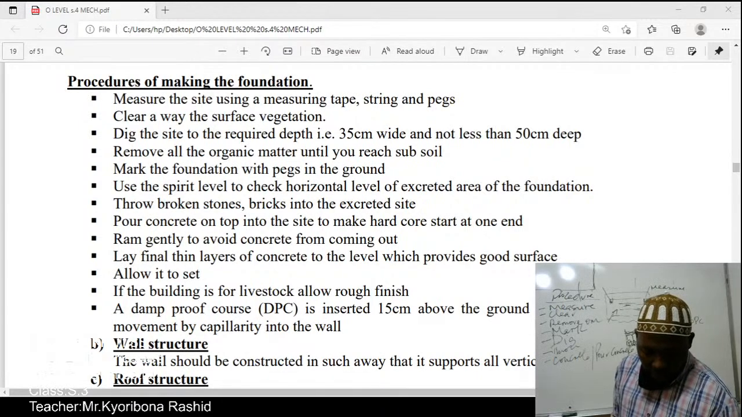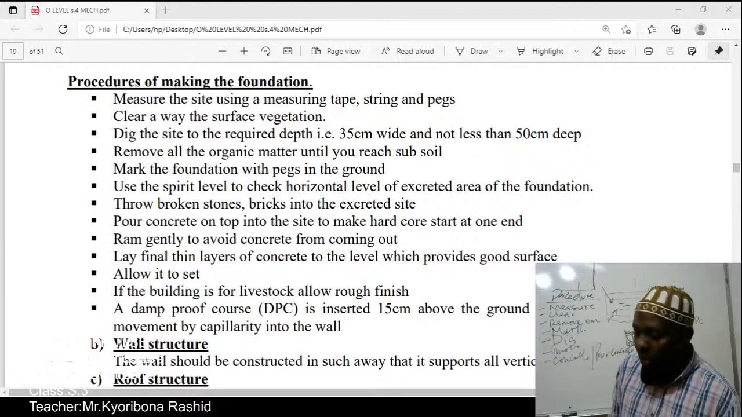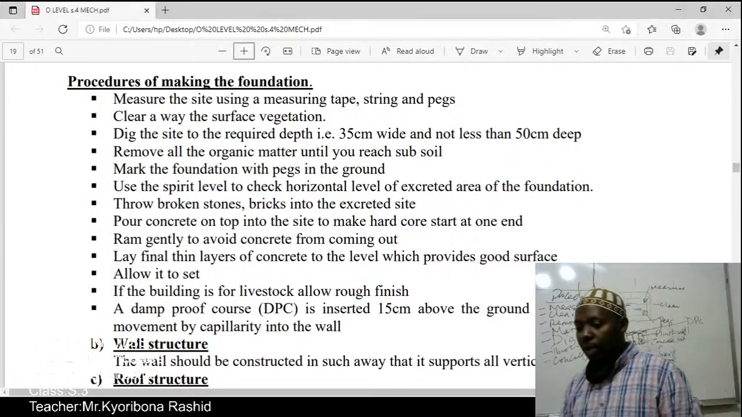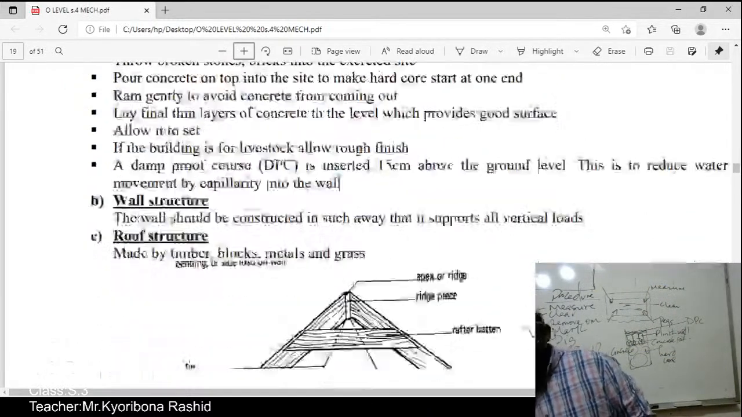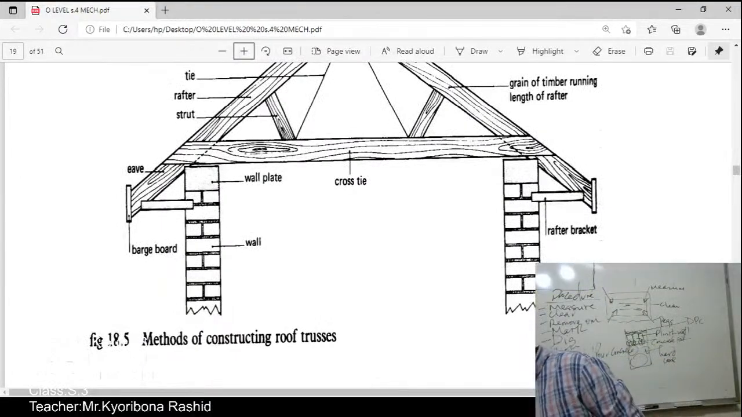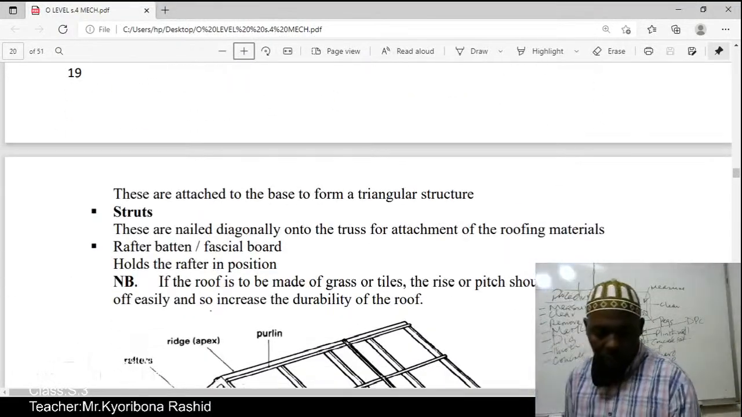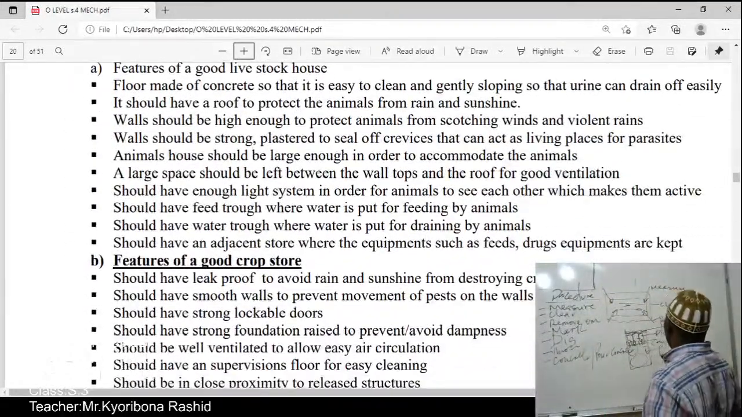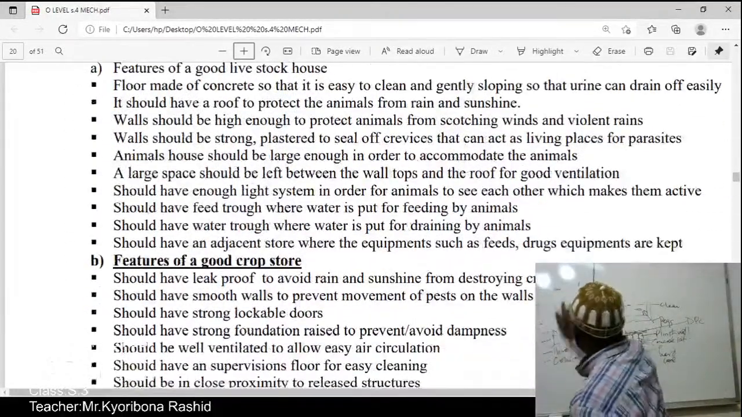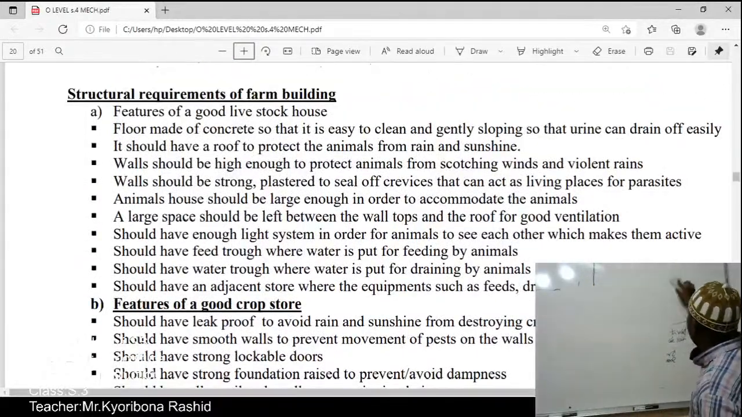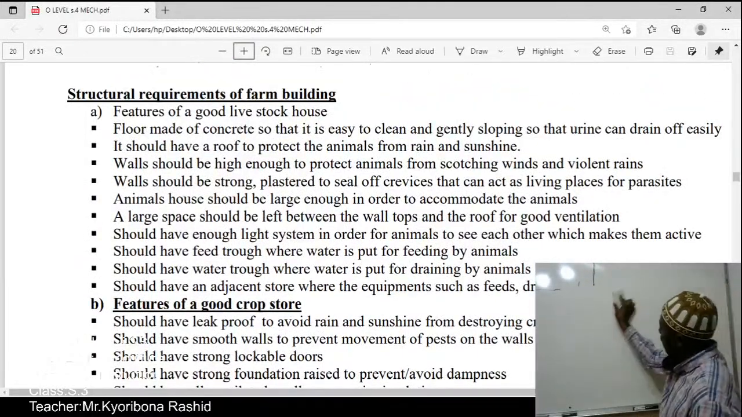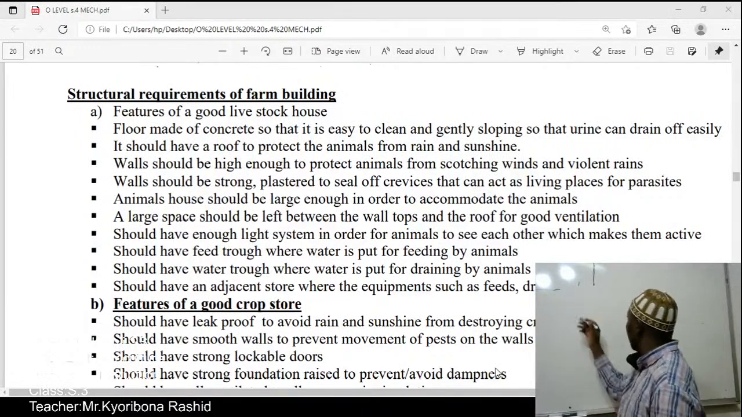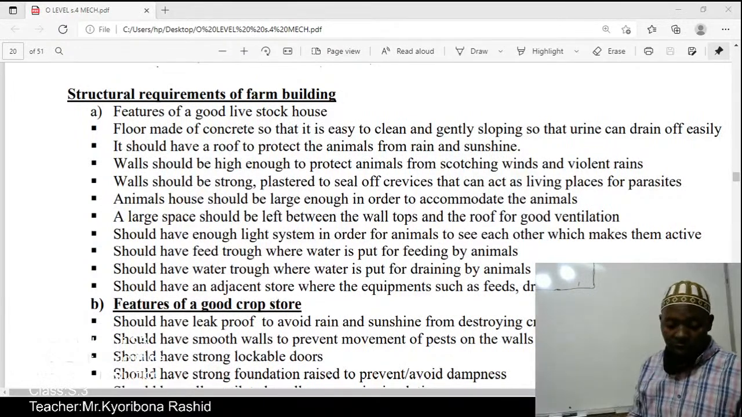Okay, I want us to go very fast to the structural requirements of a farm building. Very fast. Hope you have seen what I've done with making a foundation.